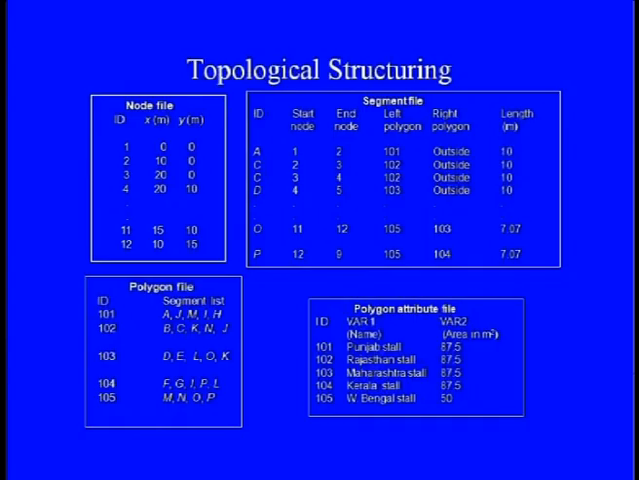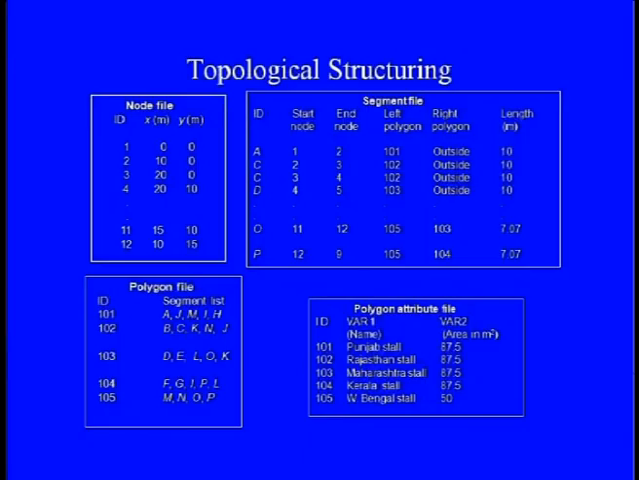Well, when a line is inside, for example, the line O, its start and end nodes are 11 and 12. However, on the left hand side we have the polygon 105, and on its right hand side it has the polygon 103, and the length of this particular line is 7.07. So, in this manner all the lines have now been defined, so that its exact location and correlation amongst other lines and other objects are identified.